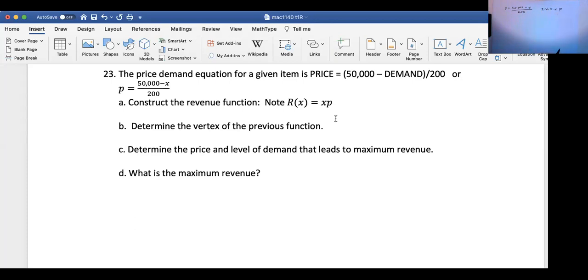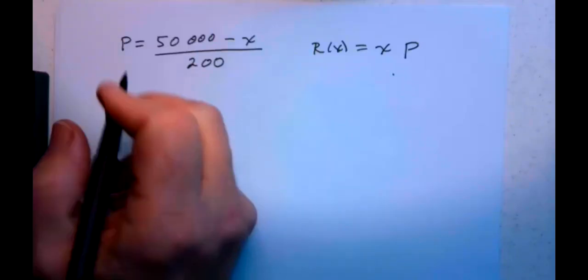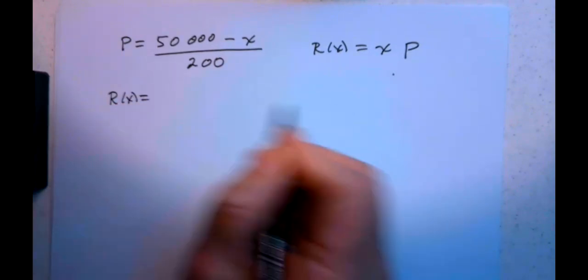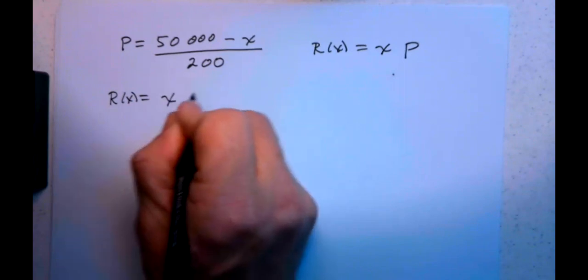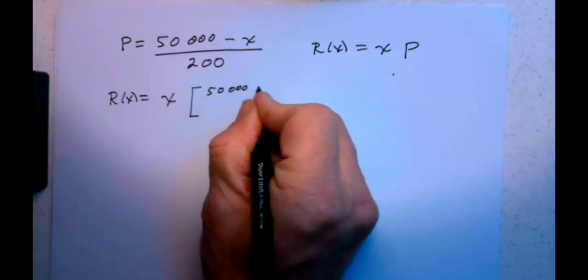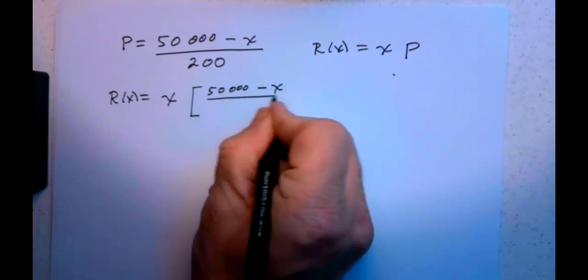And you can do revenue as a function of P or revenue as a function of X. What I'm going to do here is do it as a function of X. So here's the information that we have. Revenue is X times P. X is just X. P is 50,000 minus X over 200.